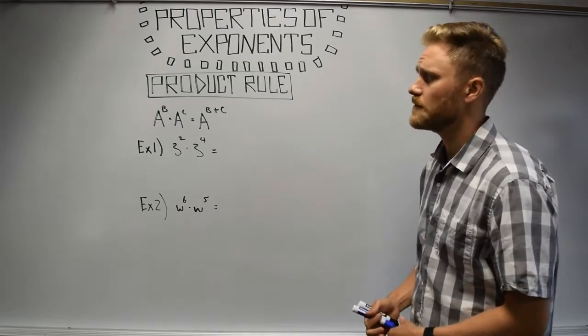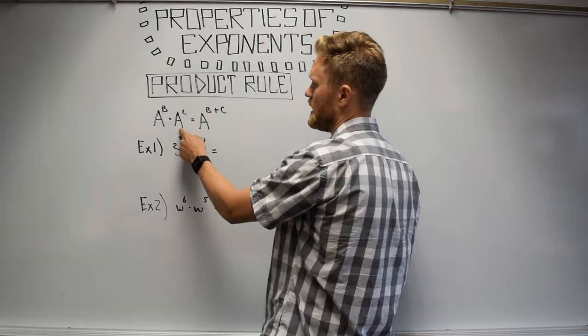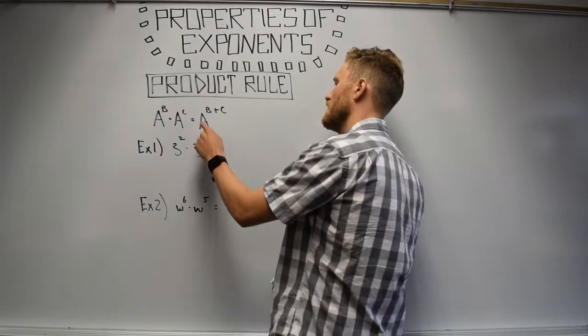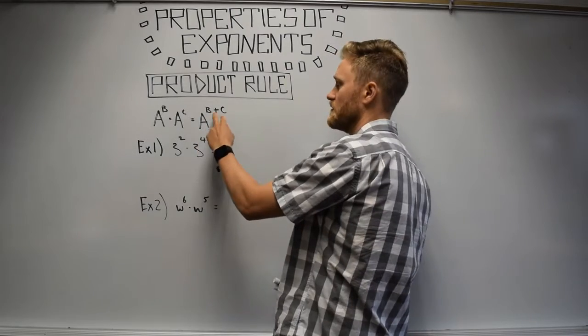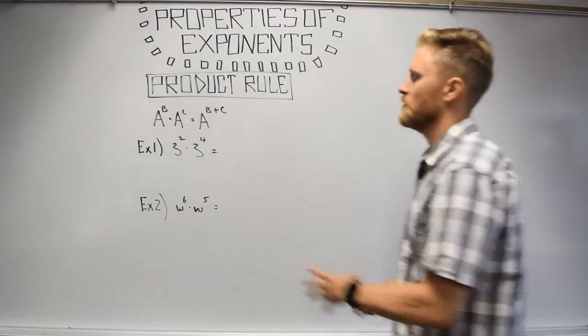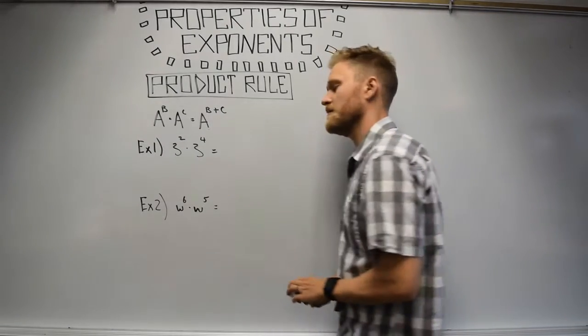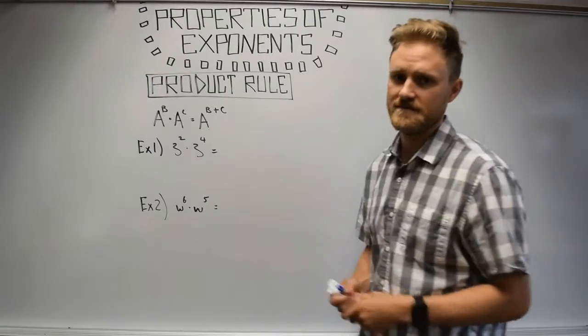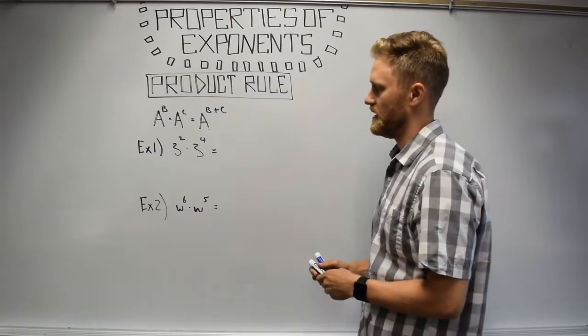So the product rule says that if you are multiplying two terms with the same base, you can write it as that single base raised to the sum of those two exponents. So we're going to do this first example just using the formula, and then we'll talk about how to justify that or see why it actually works.